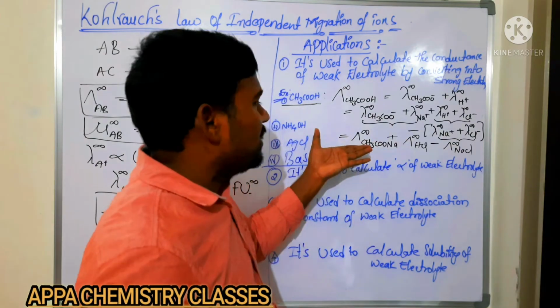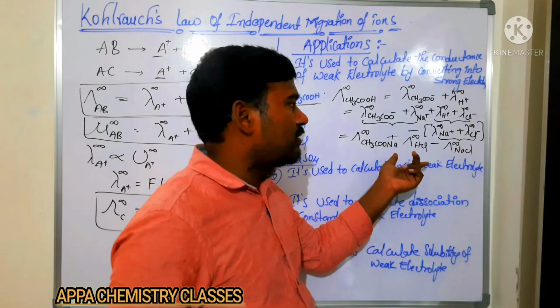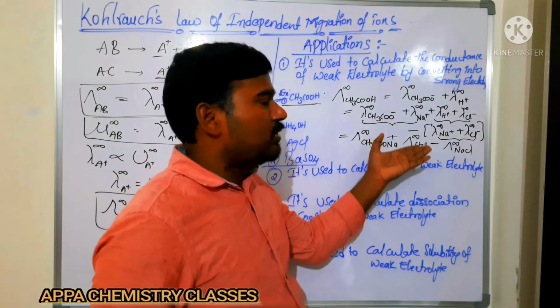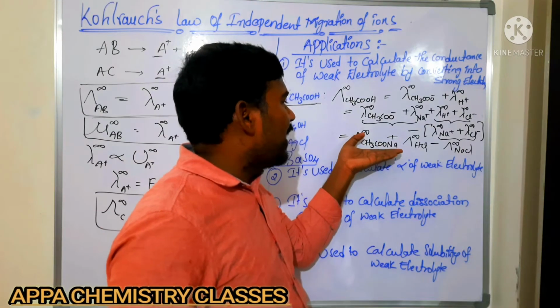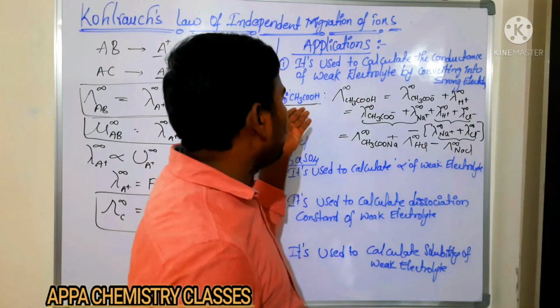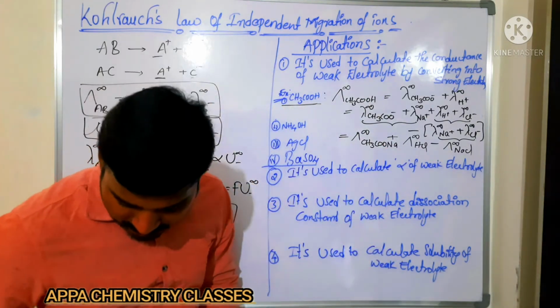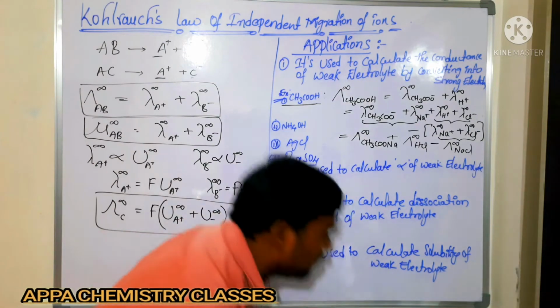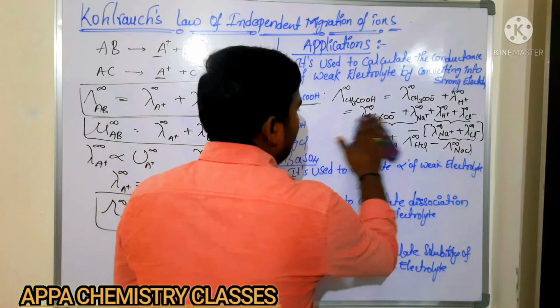Then what happens? Is there any change? No change. But we are converting the acetic acid into a strong electrolyte by substituting those ions and subtracting. Is that clear? Now we know the exact values of the strong electrolyte by the graphical method. We can calculate the conductance of acetic acid by knowing the conductance of the strong electrolyte. Is that clear? So next we are going to see ammonium hydroxide.